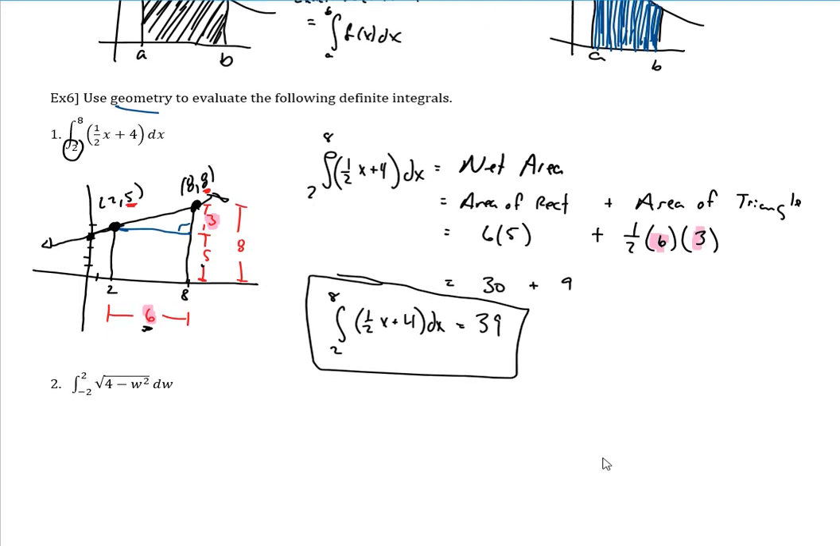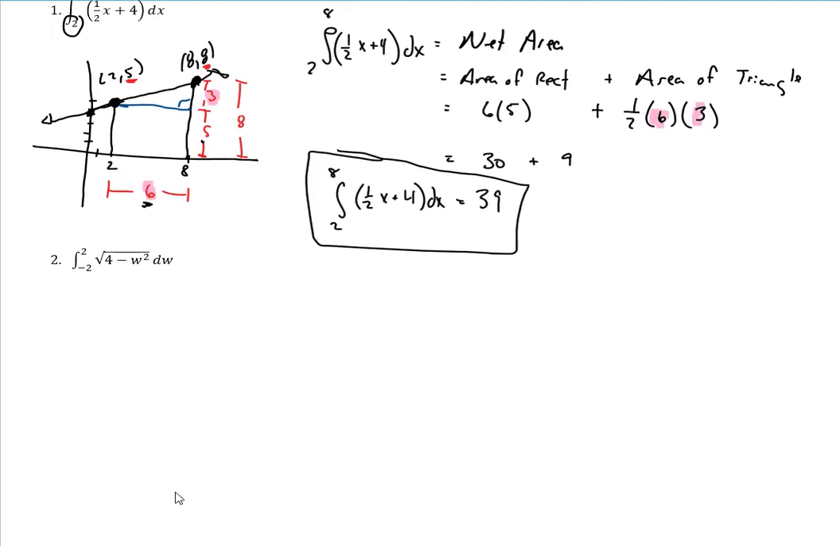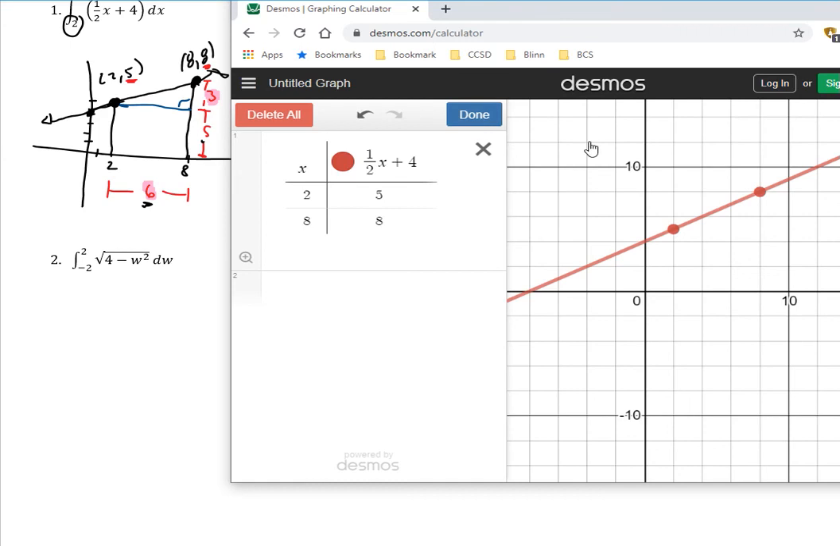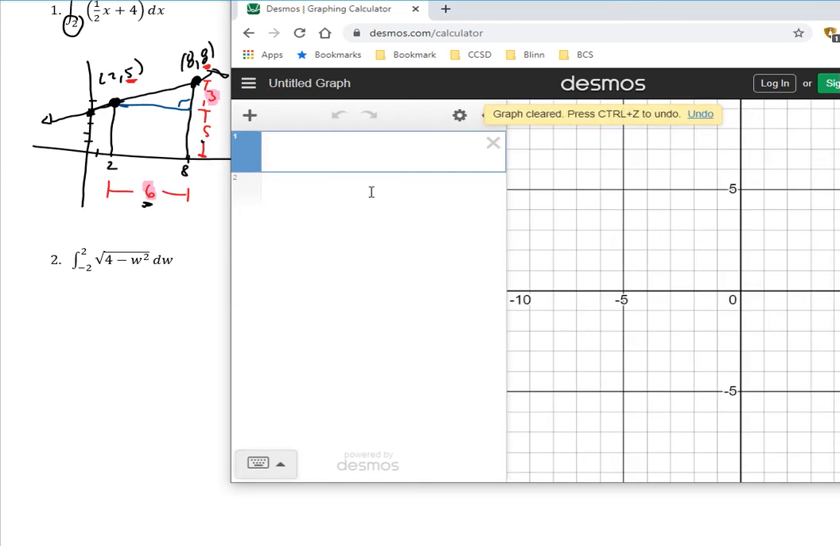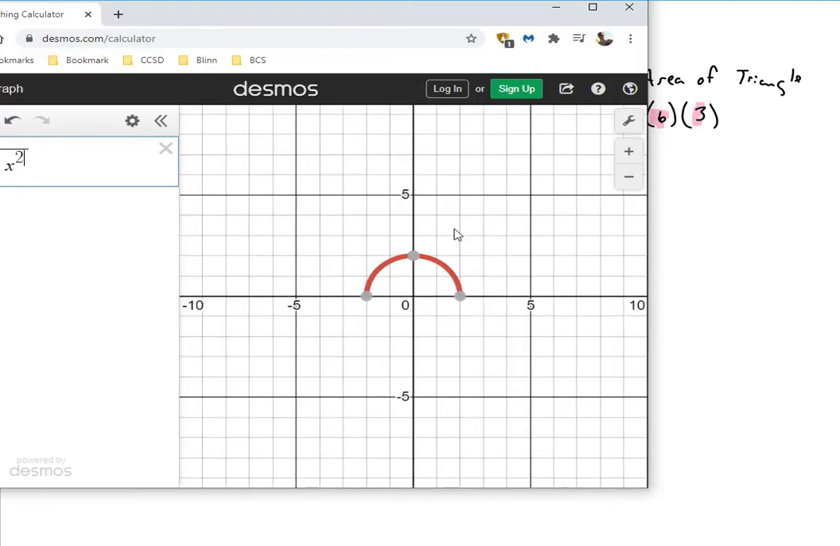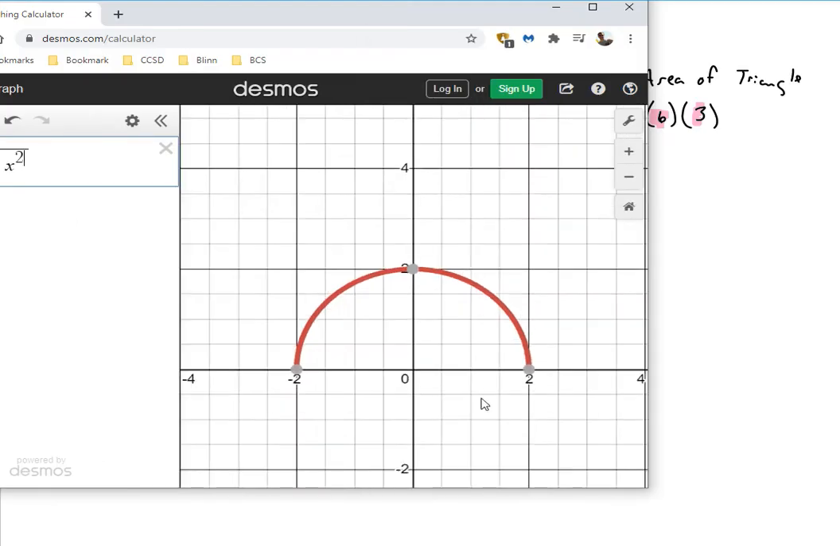Now, on this one, we have a different scenario where we have this radical. Well, again, I'm just going to sketch it real quick. They use W, but I am going to change it to X. Okay, so we have the square root of 4 minus x squared. And you might recognize the shape at this point, and you might say, oh, that's just half of a circle. Okay, so we have half of a circle.